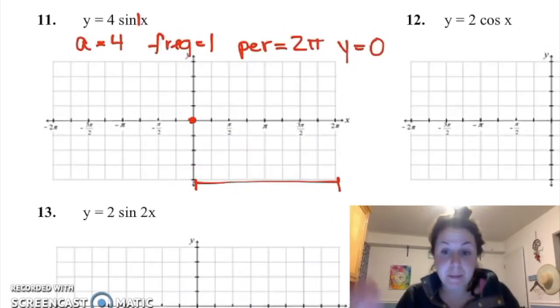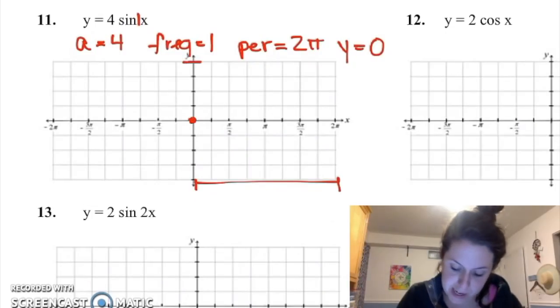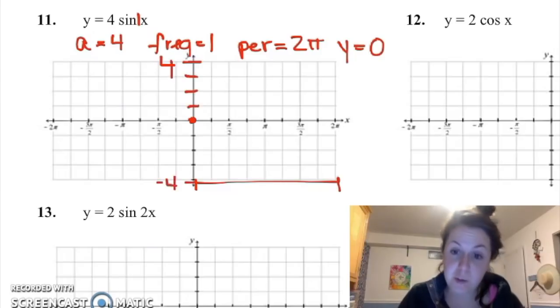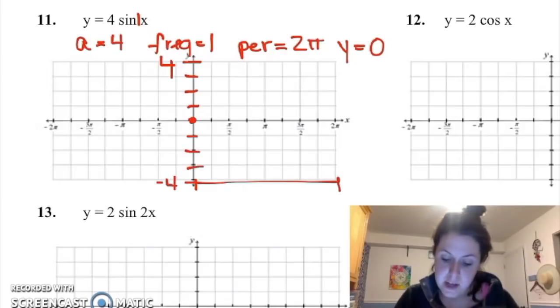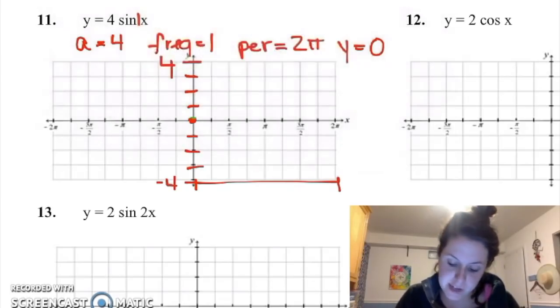And then what's my amplitude? Well, this is going to go up to 4 and down to -4, right? And you could label each one of those if you wanted, but make sure I can at least tell what your scale is. And now let's graph. So sine starts at its midline, it goes up to its maximum, comes back down to its midline, goes back to its minimum, and then comes back to there.